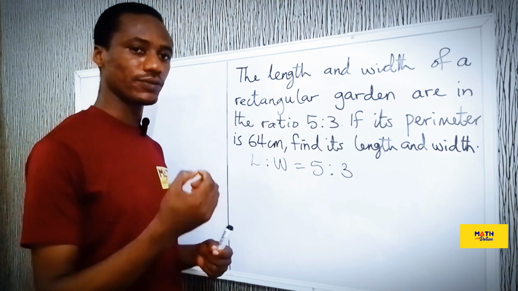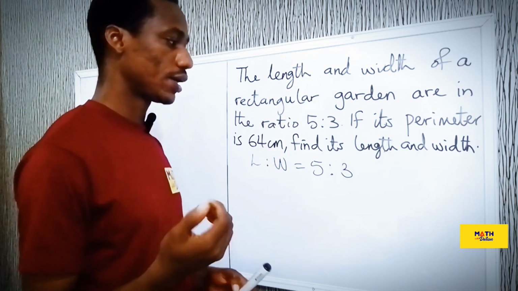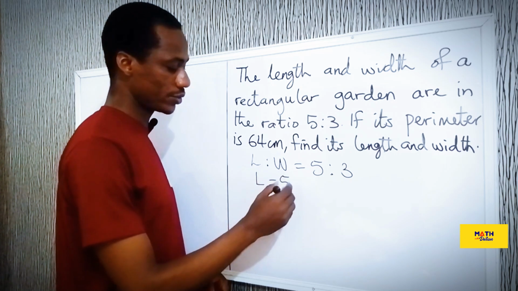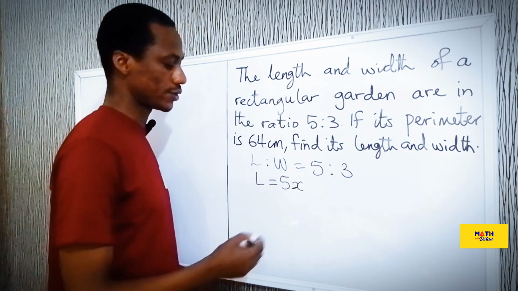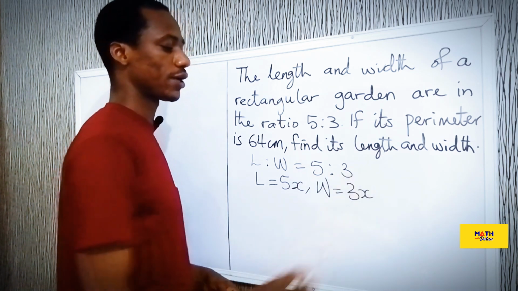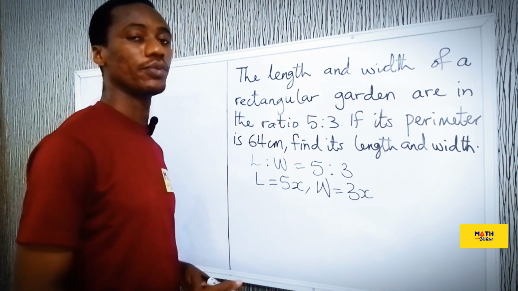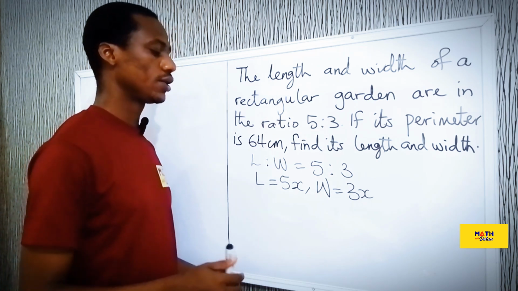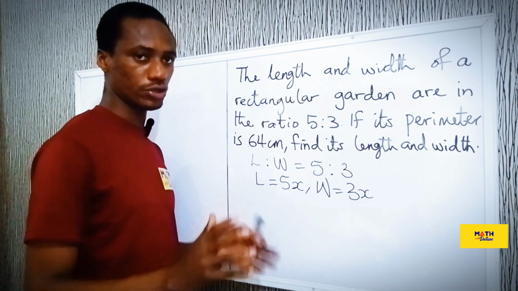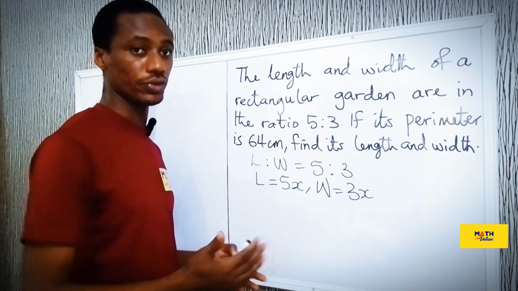So that means we have a particular unit that is common to them. We represent that by x. So our length will be 5 times the multiplying factor x, and then our breadth or width is 3 times the multiplying factor x. With this we can use the perimeter we have to find the value of x, which is a multiplying factor, the equal portion by which the 2 variables are shared.